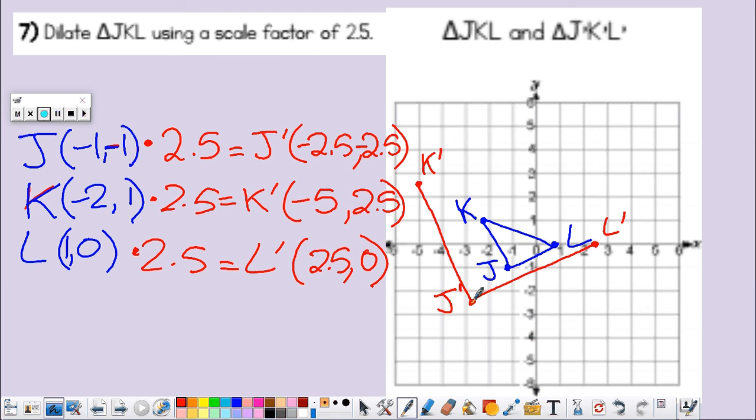Okay, I should connect all my points here. And does it look like we enlarged the shape? Yes. Okay. Which makes sense because it's an enlargement. Circle. Yeah, there you go. All right.